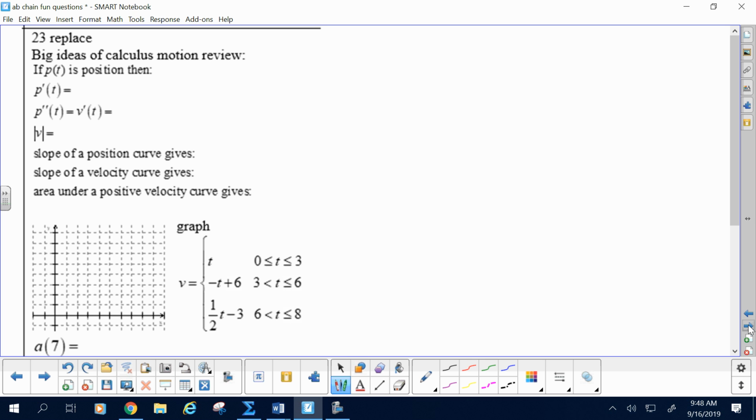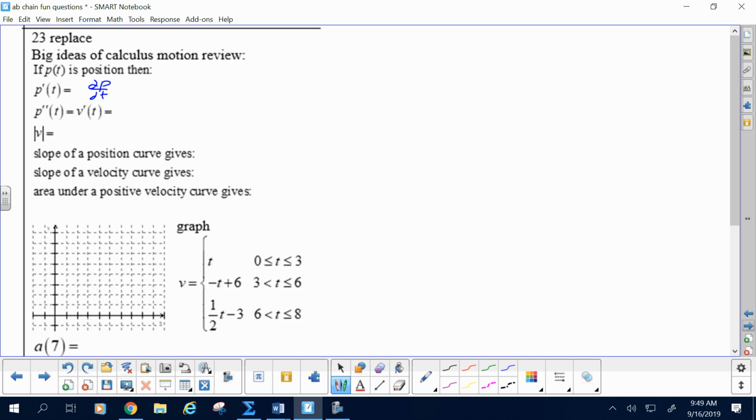So, here we go. If P is position, then P prime, think of that as dp/dt, change in position with time. What is that? What do you call it when you change position over time? Displacement.